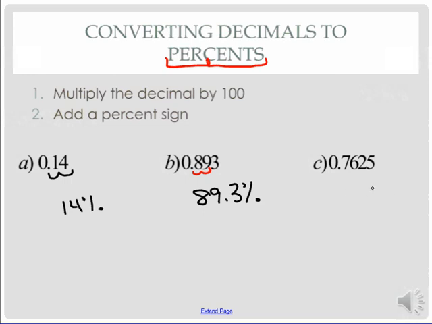And the last one that I got here, when I move this over 2 places, I multiply it by 100, and then I get 76.25%. Okay. Let's do just a couple more down here, just for kicks and giggles, because it's good to practice.